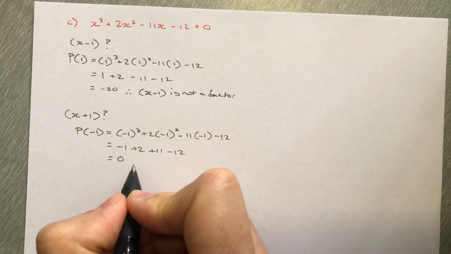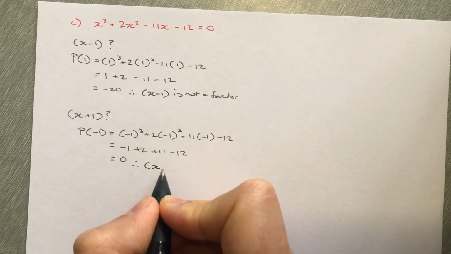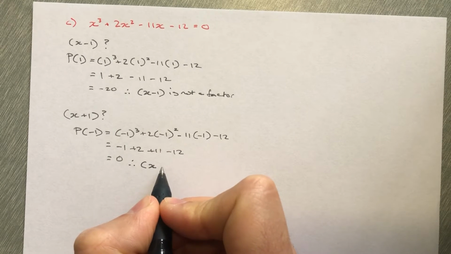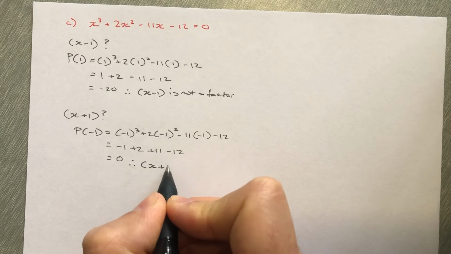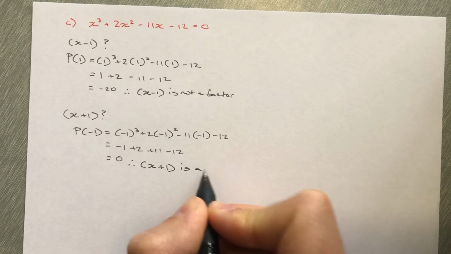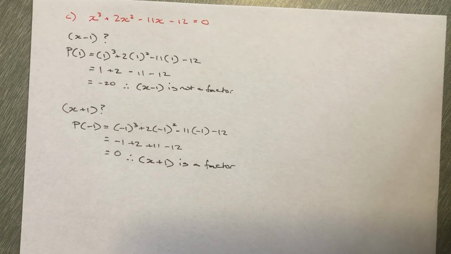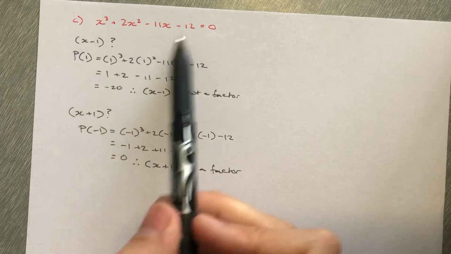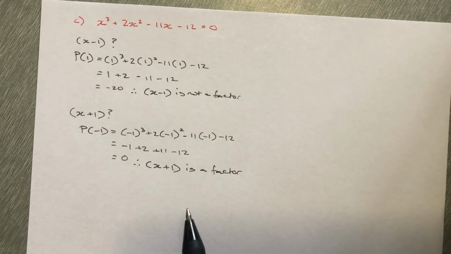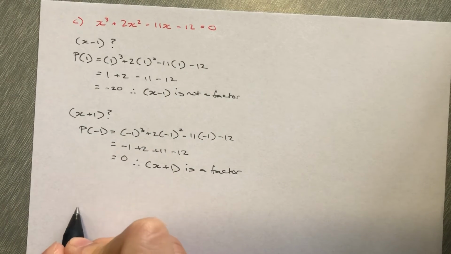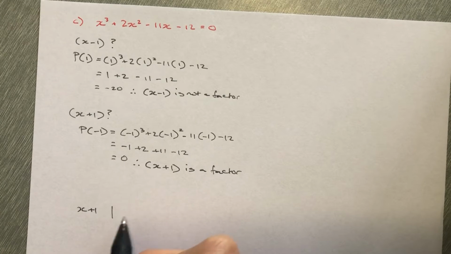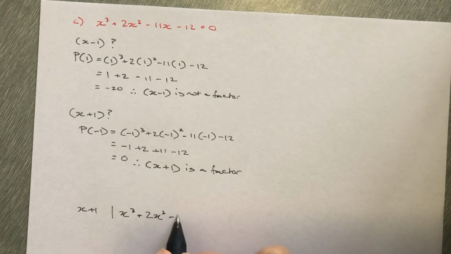So therefore, we can say that x plus 1 is a factor. So we found our first factor. Awesome. That's the first thing that we needed to do. So next, we're going to use long division, and we're going to divide our original polynomial here by this factor to find out what the other factors are. So x plus 1, and we've got x power 3 plus x squared.